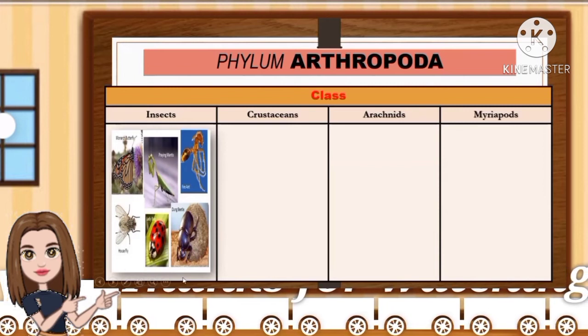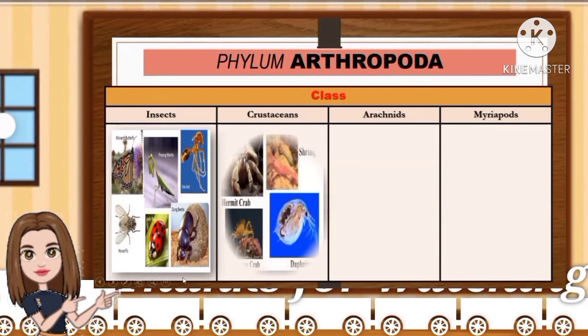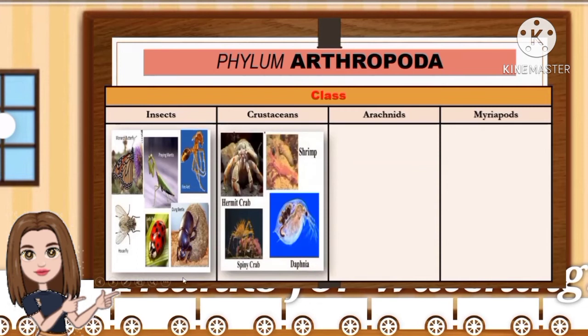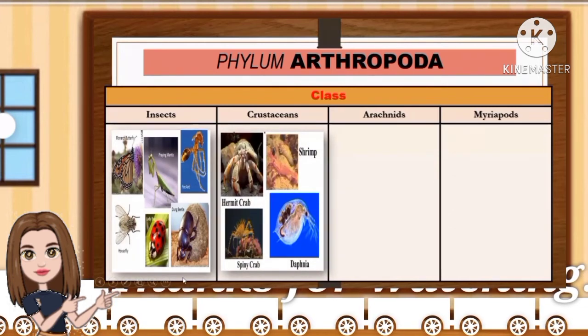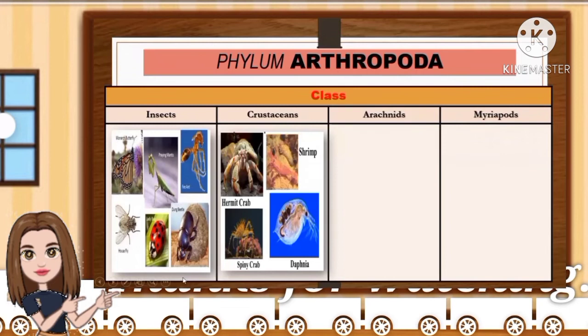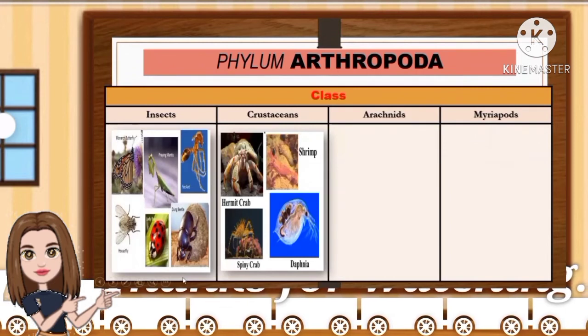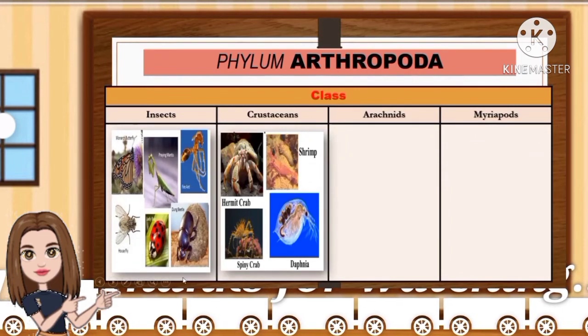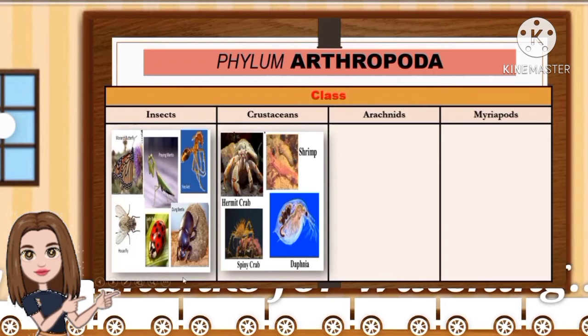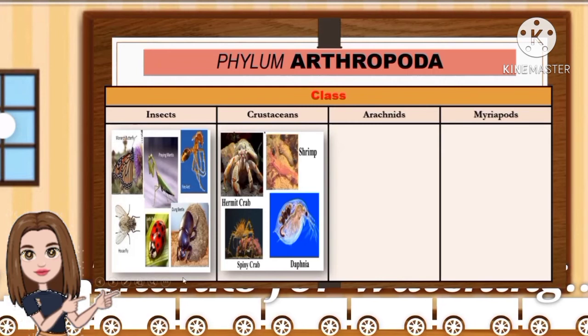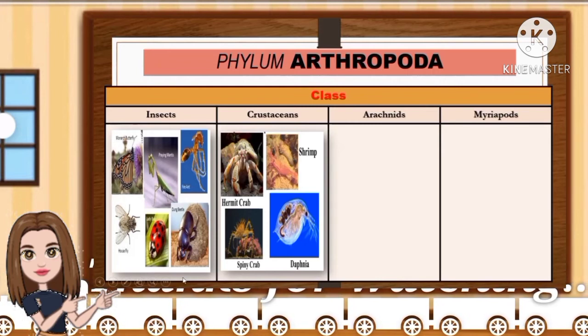Animals with 5 pairs of legs and 2 body segments are called crustaceans. They also have feelers and movable mouthparts. Most crustaceans live in water and they breathe through their gills. Examples of these are the shrimp, lobster, crabs, and prawns.